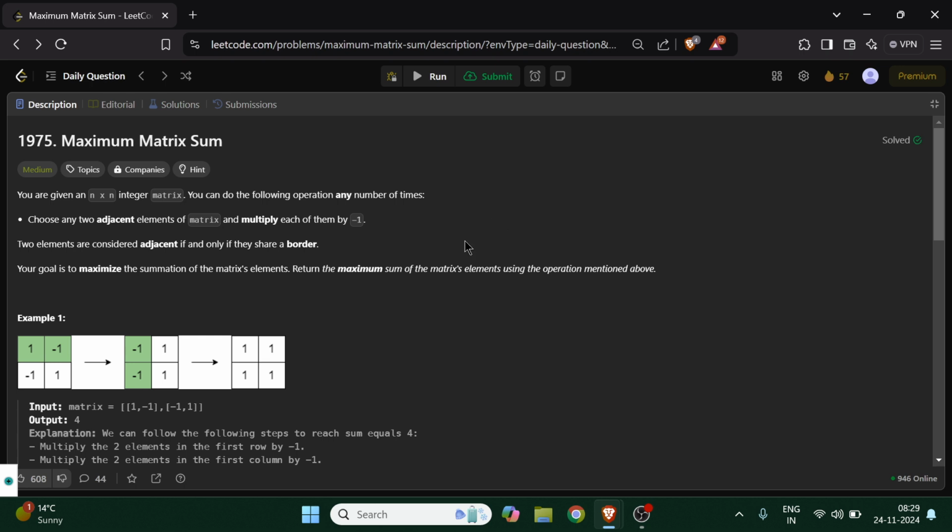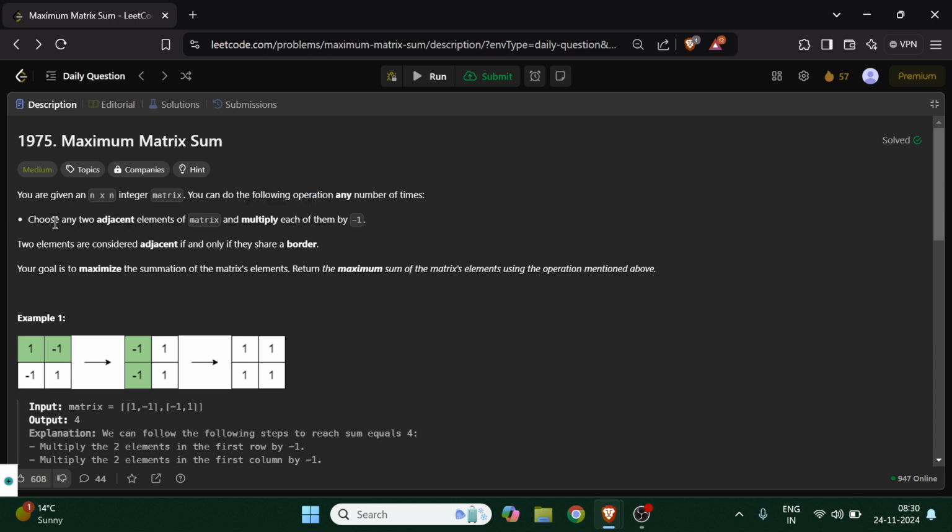Hi everyone, we are about to see the daily challenge question for 24th of November. The name of the question is Maximum Matrix Sum. In this question we are given an n cross n integer matrix and they are saying we can do the following operation any number of times.